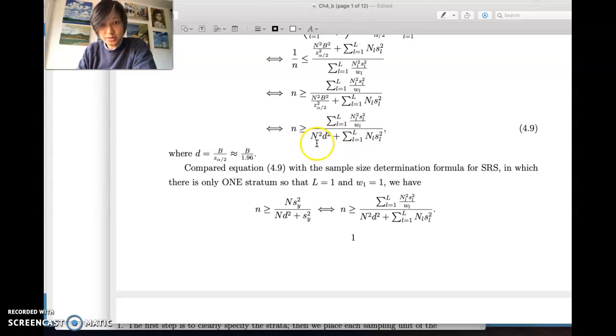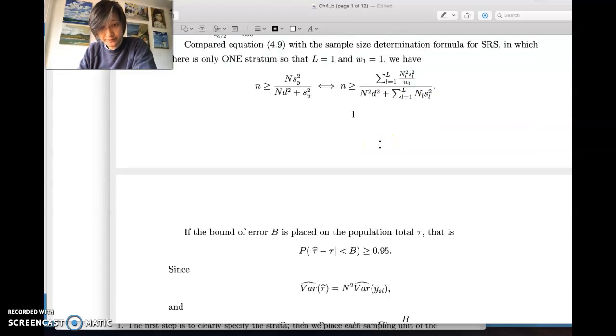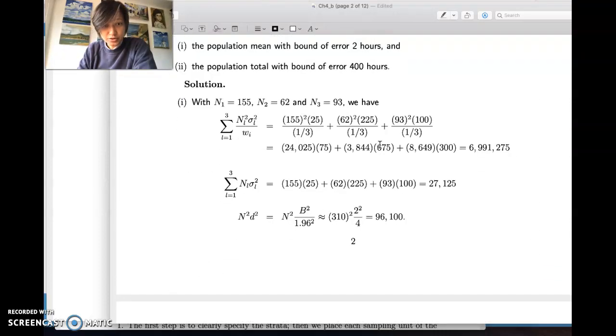We have N squared and we also have D squared. The bound of error is 2. We also need to compute the summation of N_L multiplied by sigma_L squared in this example. So let's do that bit by bit. On top, we calculate the summations. And also for the denominator, we calculate the summation. And then N squared, D squared.